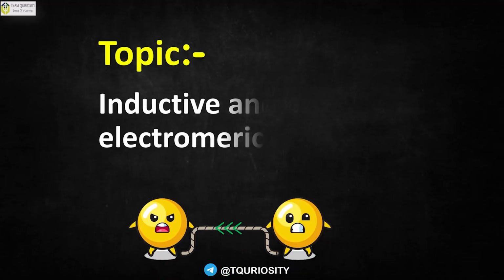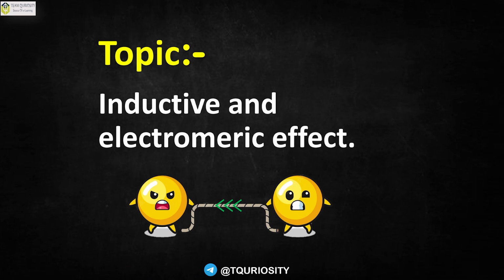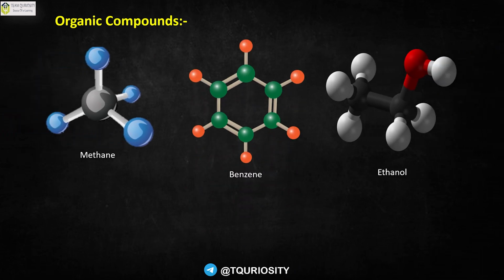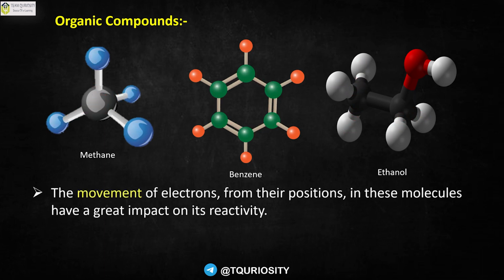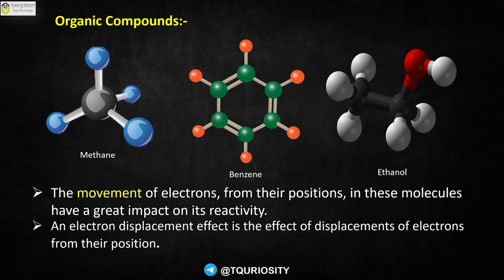In this lecture, we are going to learn about inductive and electromeric effect. Now, we know the organic compounds are the compounds of carbon where different atoms are held together through covalent bonds. The movement of electrons from their positions in these molecules has a great impact on its reactivity. And this electron displacement effect is the effect of displacement of electrons from their position.